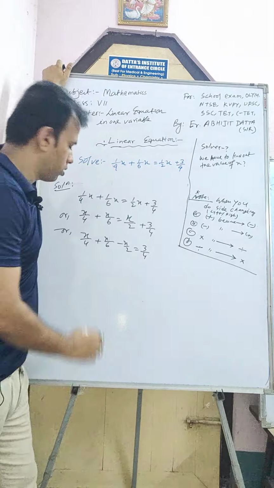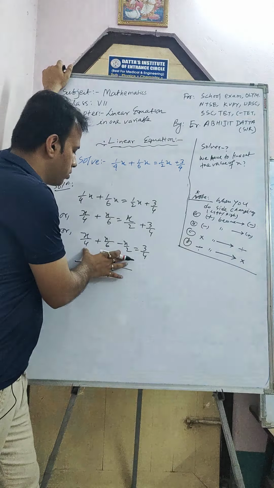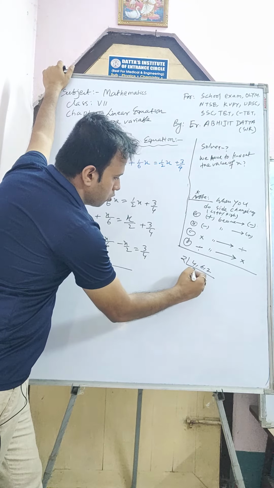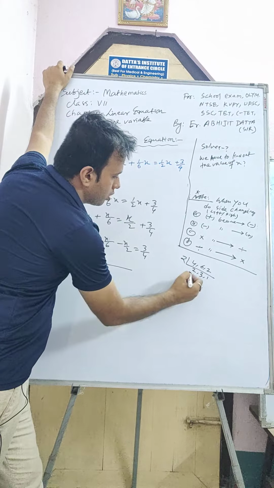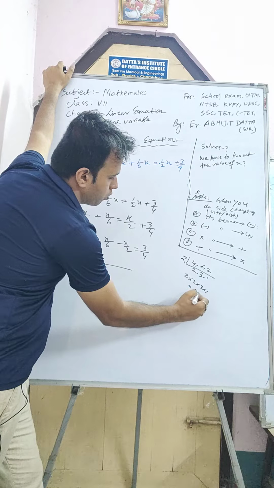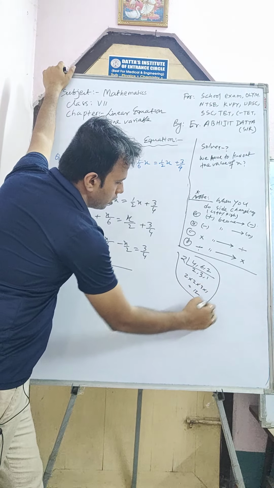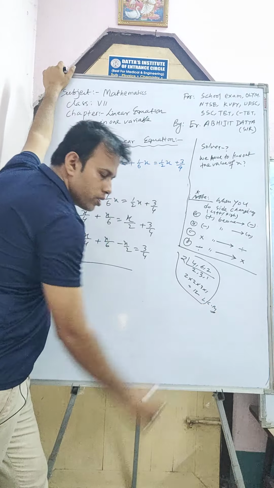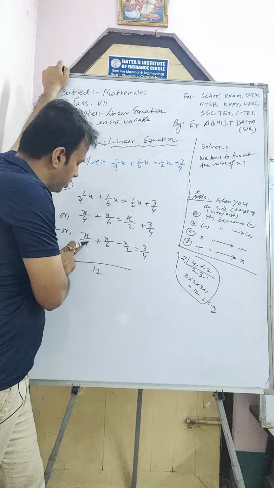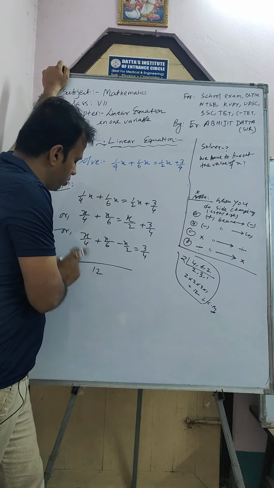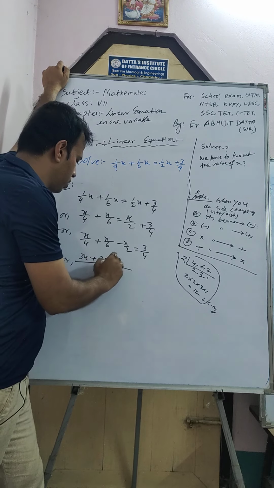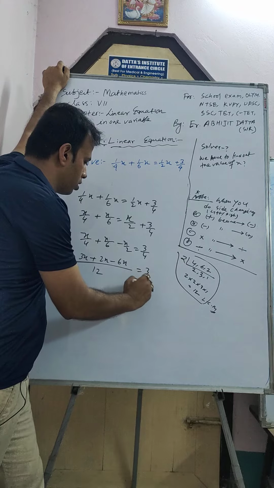Okay, so now the LCM of 4, 6, 2 will be 2, 3, 1. So 2 into 3 into 1 will become 12. 12 is the LCM of them. Now we divide 12 by each denominator. 12 by 4 is 3, so it will become 3x, and here it will become 2x, similarly here it will become 6x equal to 3 by 4.